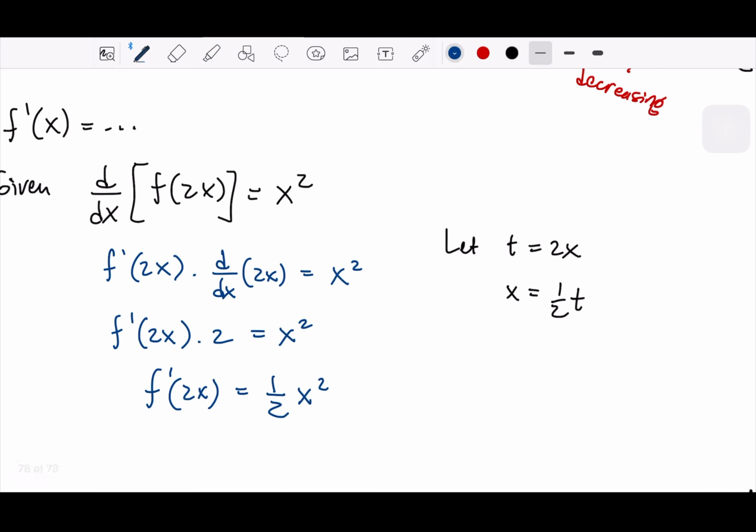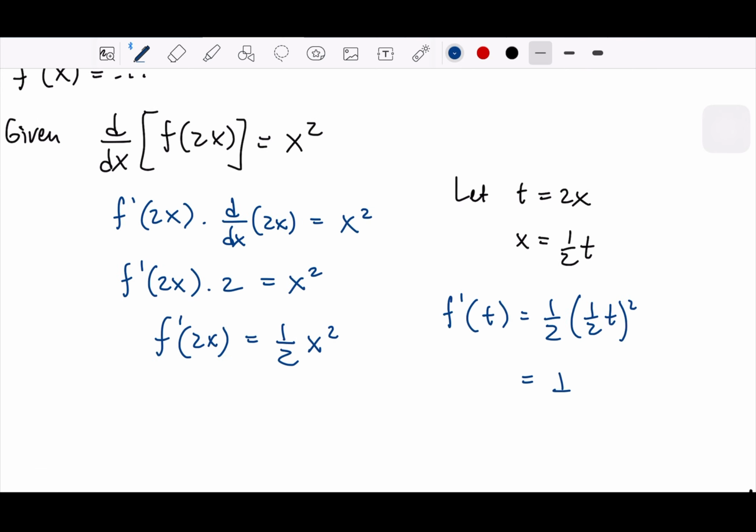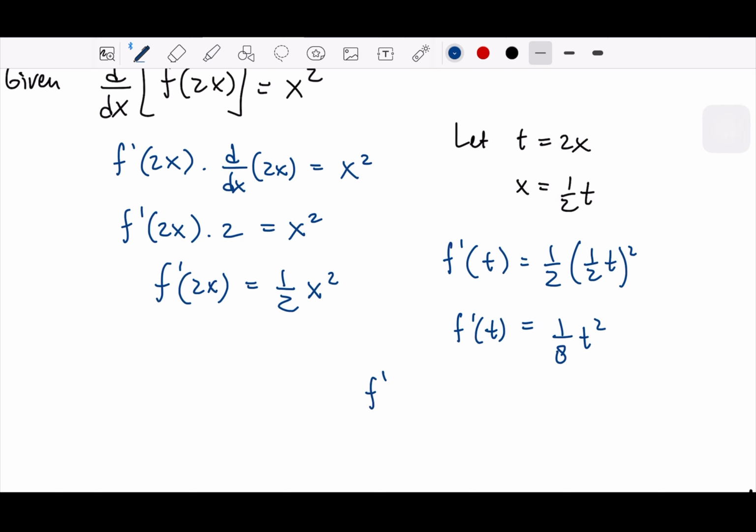Now we define this and we get that f prime of t is half, which gives us that this is going to be 8, which is equivalent to our f prime x.